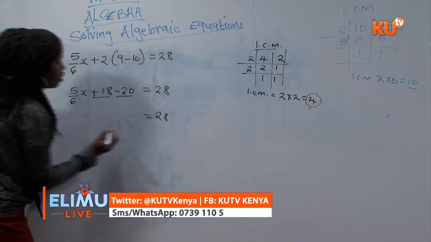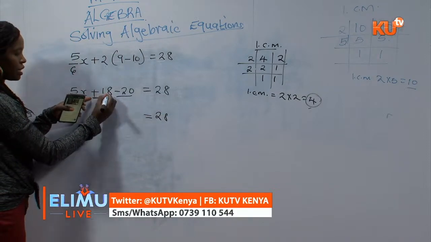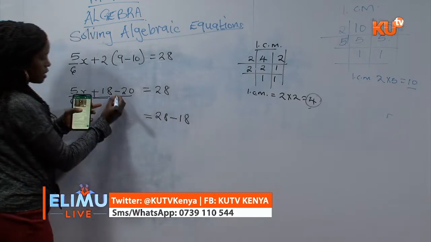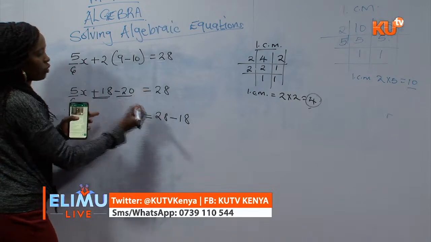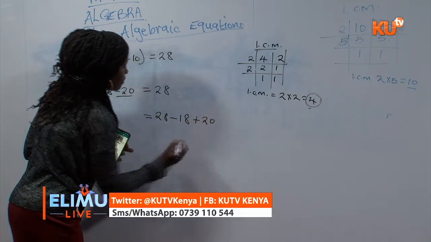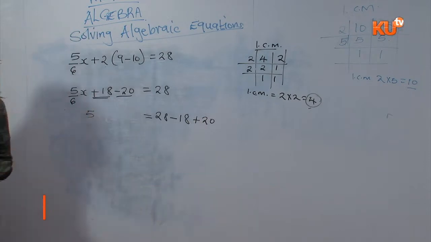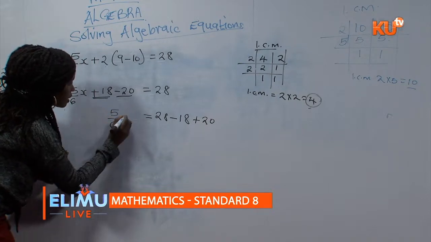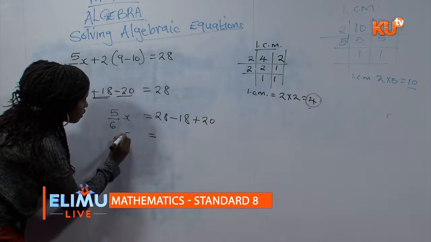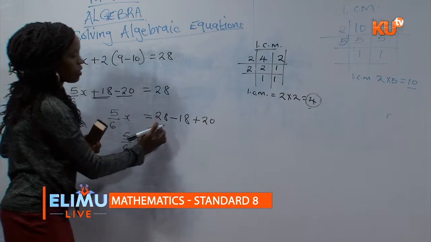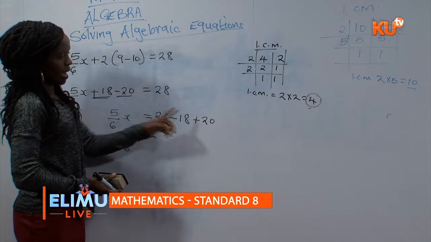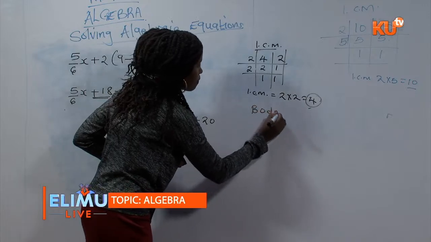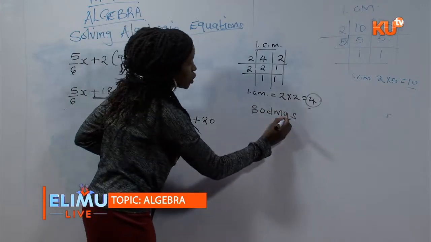So 28. So when this positive 18 or this plus 18 goes to the other side of the equal sign, we are going to have minus 18. This is 20. When it goes to the other side, we are going to have it as plus 20. So this side we remain with 5 over 6x. So if you look here, we have a mixture of addition and subtraction. When we are doing BODMAS, we start with addition first.